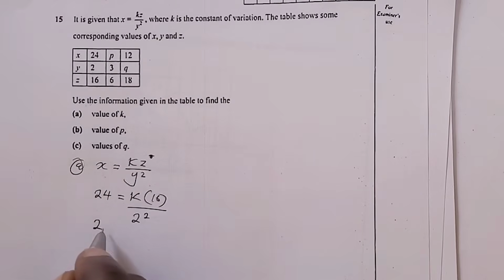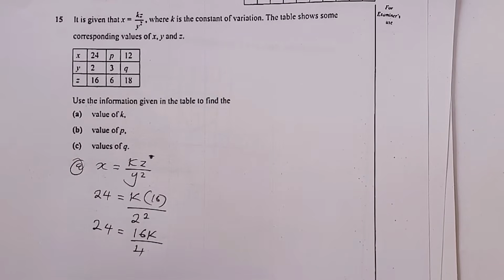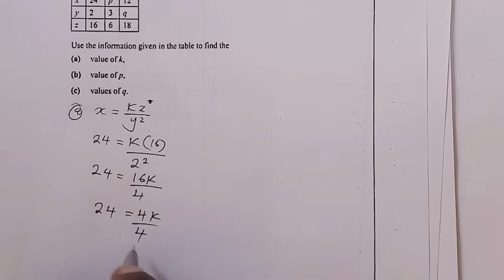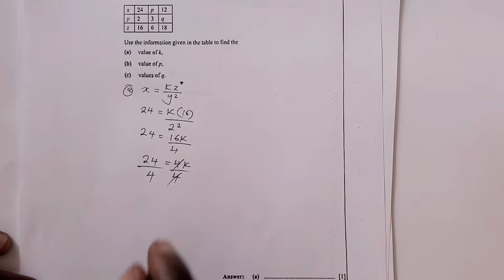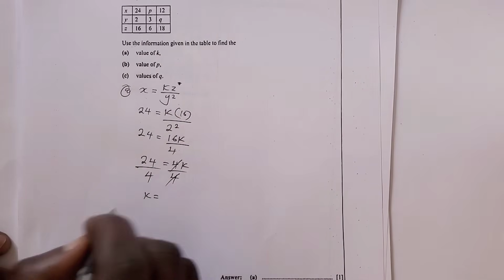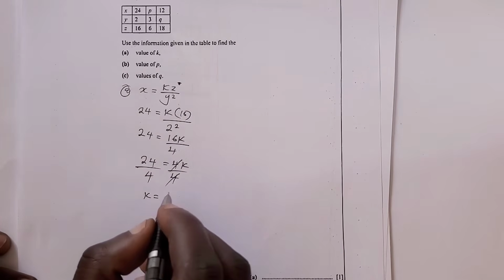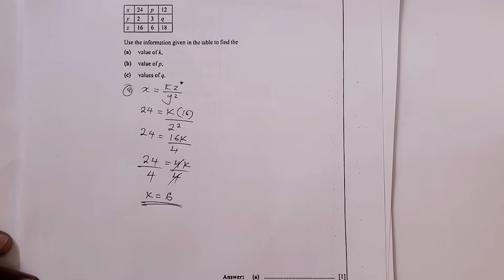All right, so here 24 is equal to this is just 16k over 2 squared, which is 4. Can 4 go into 16? Yes. How many times? 4 times. Then you divide both sides by 4. Therefore, 4 and 4 cancel. What is the value of k? 4 into 24? 6 times. So the value of k is 6.